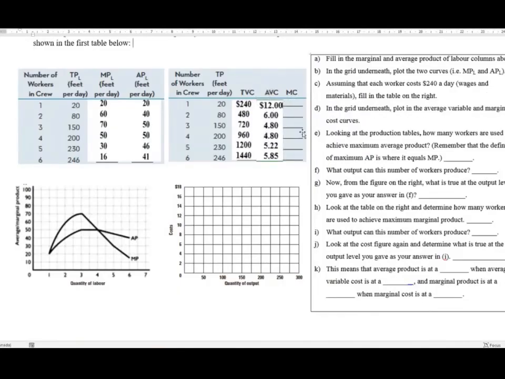Now, how do we calculate marginal cost? So what's the marginal cost of the second worker? Okay, yep, good job. So yeah, it's 4 exactly. So I'll put the rest of them in. Okay, and so we'll have 12, 4, etc. Okay, now it's asking us to plot these.